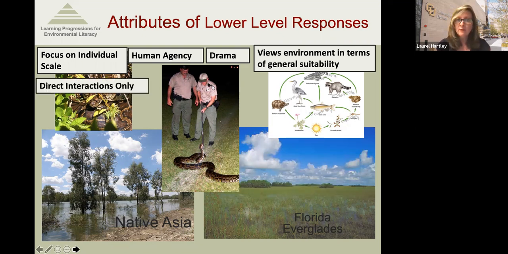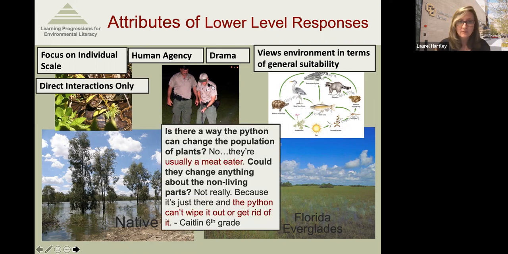They tended to focus on direct interactions between organisms. For example, is there a way that the python can change the population of plants? No, they're usually a meat eater. Could they change anything about the non-living parts? Not really, because it's just there and the python can't wipe it out or get rid of it. So when they were looking at a food web, they would only see one direct interaction.